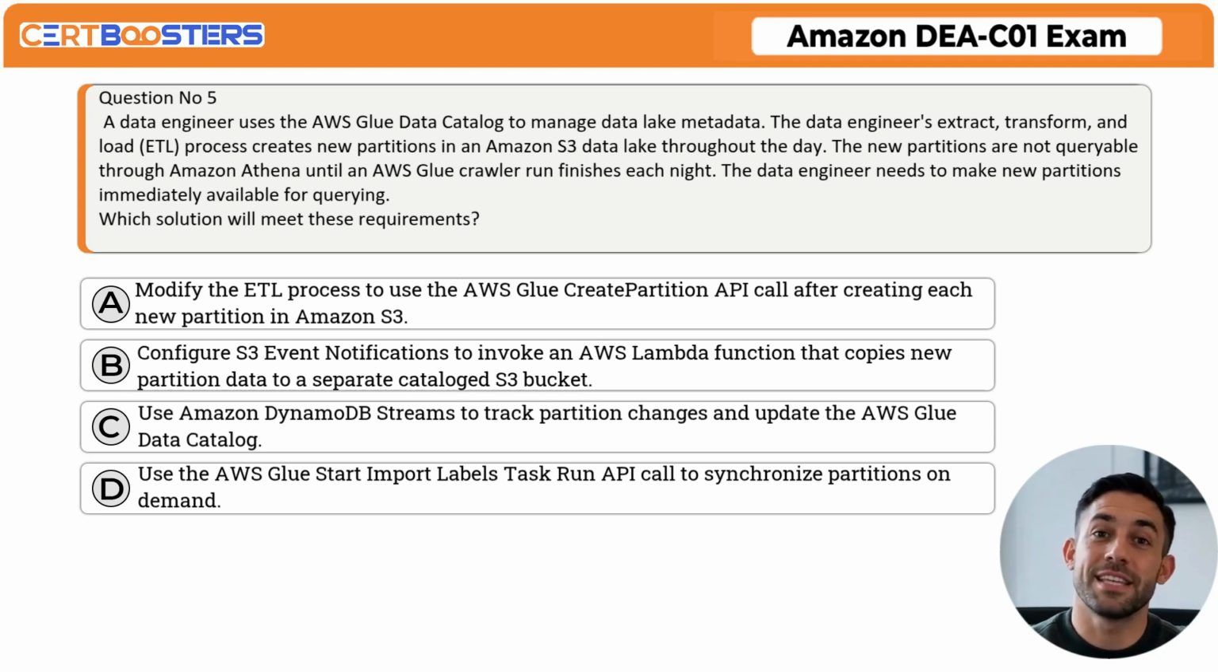A. Modify the ETL process to use the AWS Glue CreatePartition API call after creating each new partition in Amazon S3. B. Configure S3 event notifications to invoke an AWS Lambda function that copies new partition data to a separate cataloged S3 bucket. C. Use Amazon DynamoDB Streams to track partition changes and update the AWS Glue Data Catalog. D. Use the AWS Glue StartImportLabelsTaskRun API call to synchronize partitions on demand.